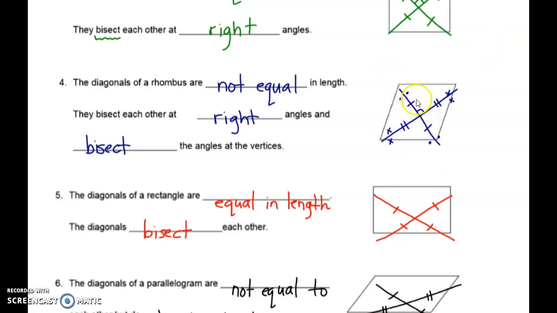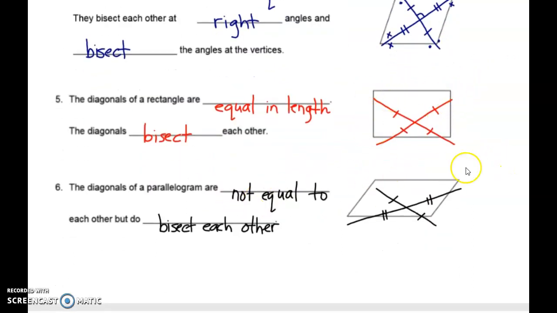So that means where they intersect, they cut each other in half. So this piece equals this piece, and they do this at right angles. So again, I have 4 90-degree angles in here. Furthermore, they bisect the angles at the vertices. So those 2 are equal, and those 2 are equal, those 2 are equal, and those 2 are equal. So I have 4 equal angles.